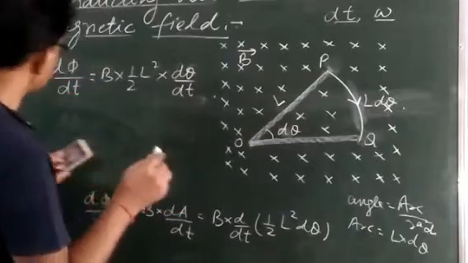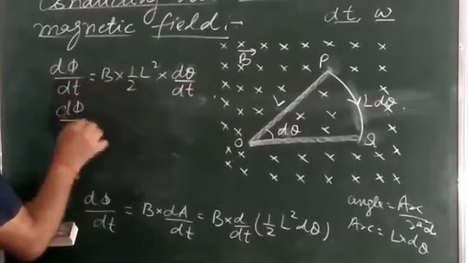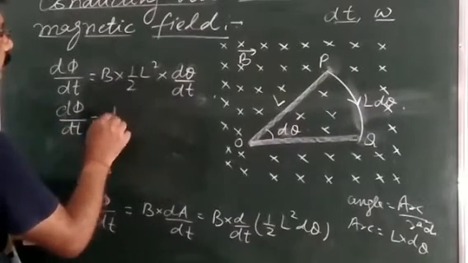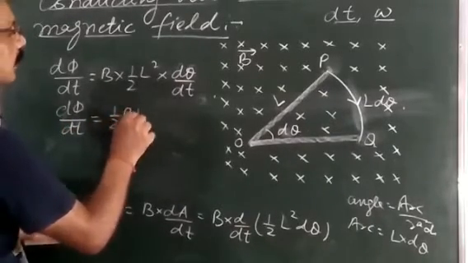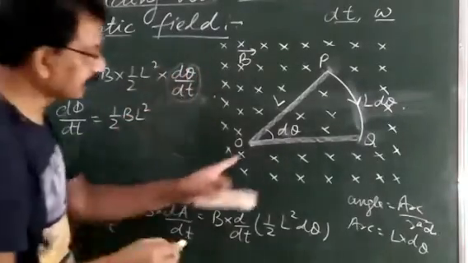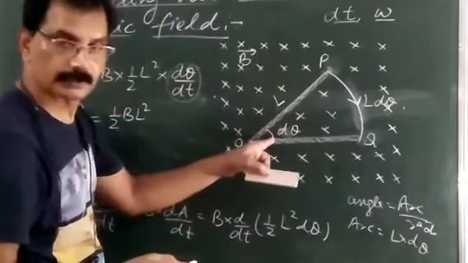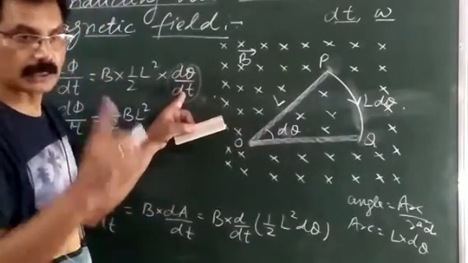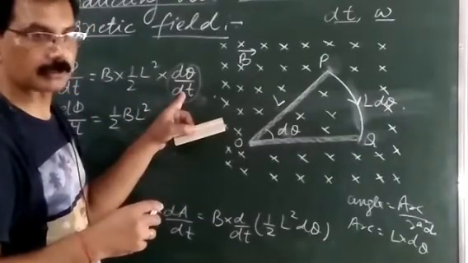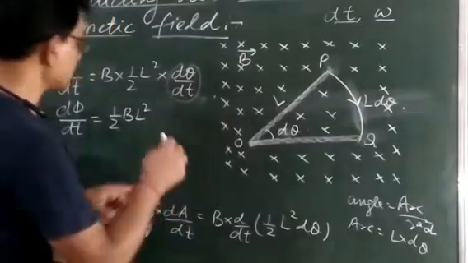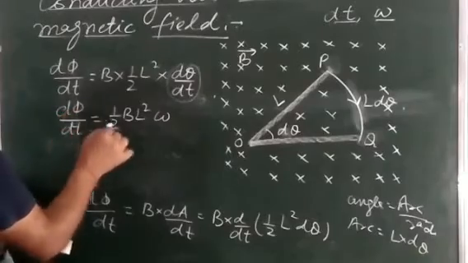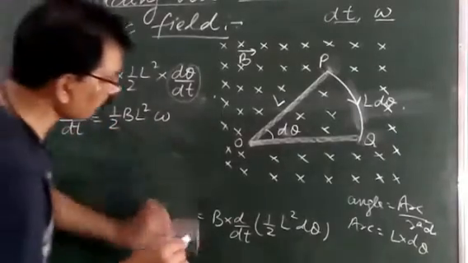Or we can say the rate of change of magnetic flux linked with this rod, d phi upon dt, is equal to half B L square. Here d theta upon dt is what? What is d theta? Angular displacement. And d theta upon dt will give what here? Rate of change of angular displacement, and rate of change of angular displacement is called angular velocity. And this one is here half B omega L square. So d phi upon dt is equal to half B L square into omega.